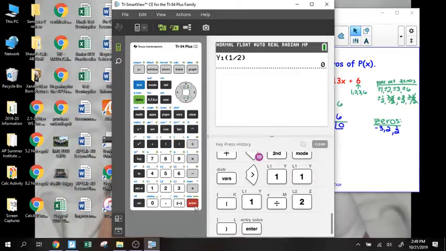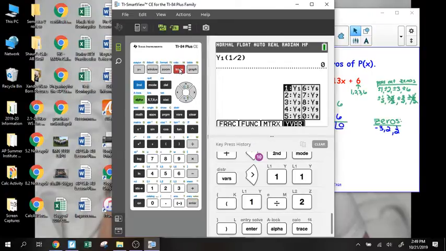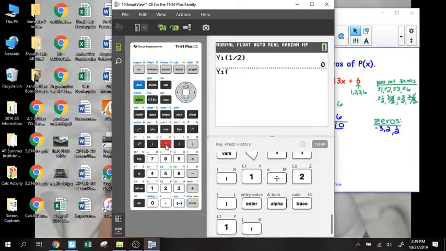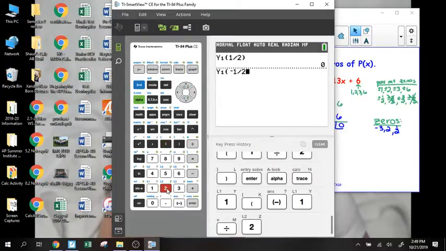If I wanted to try it out for something else. Now, those of you that have the newer operating systems, let's try to make that faster. Hit alpha, and I think it's trace. Alpha trace. Yep, there it is. Alpha trace, I can just pick option 1, and that will go get Y1 again. If I test it out like -1/2, it shouldn't be 0 because -1/2 is not one of the zeros of this function. It should give me some other number besides 0, which it does. Tells me that's not a 0 of my function.